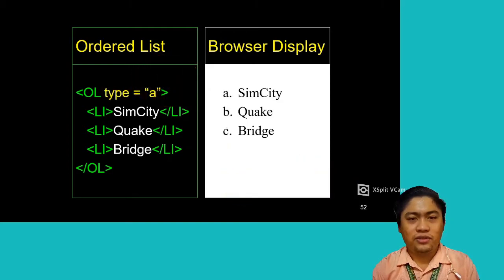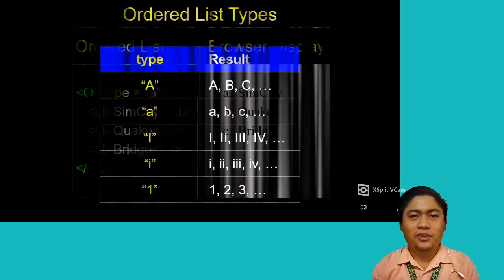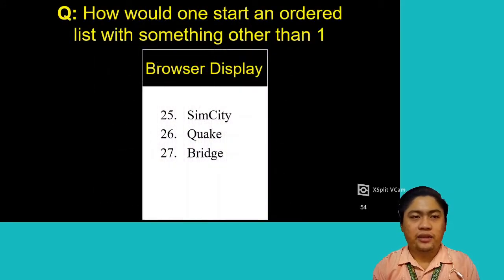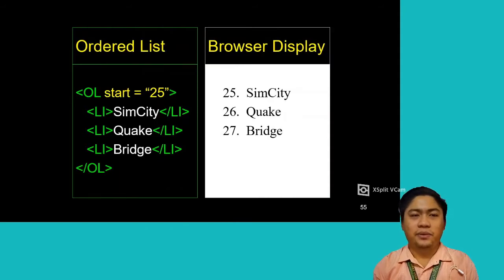And you can also change the types of the ordered list like the unordered list. So we have the different types: capital letter A, small letter a, Roman numeral capital I, Roman numeral small i, and the numbers. Now, how would one start an ordered list with something other than 1? You will just use the start attribute. So you will just write start and equate it to the number where you want to start.